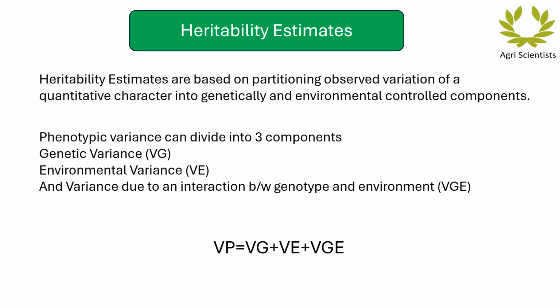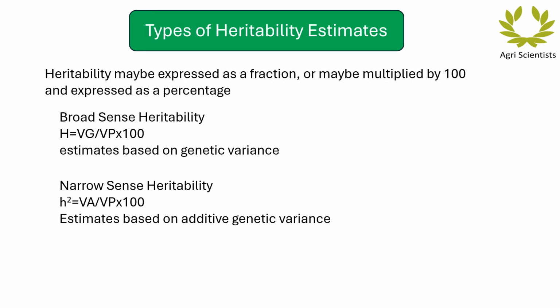Heritability estimates are based on partitioning observed variation of a quantitative character into genetically and environmentally controlled components. Phenotypic variance can be divided into three components: genetic variance, environmental variance, and variance due to an interaction between genotype and environment. Heritability may be expressed as a fraction, or may be multiplied by 100 and expressed as a percentage.